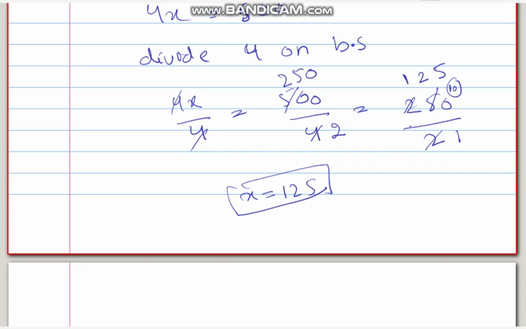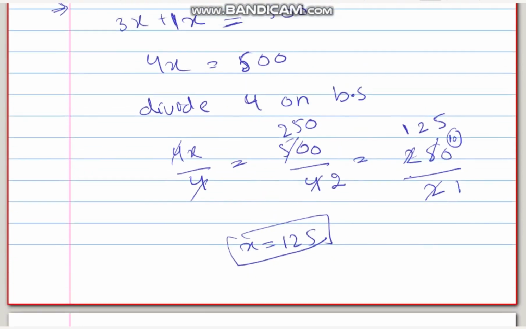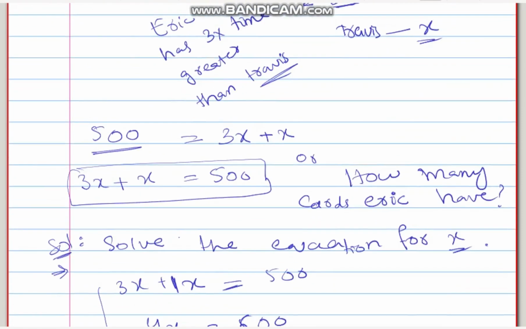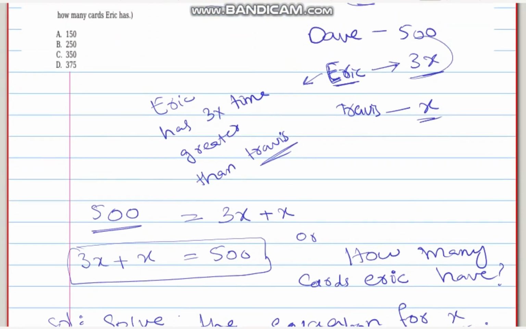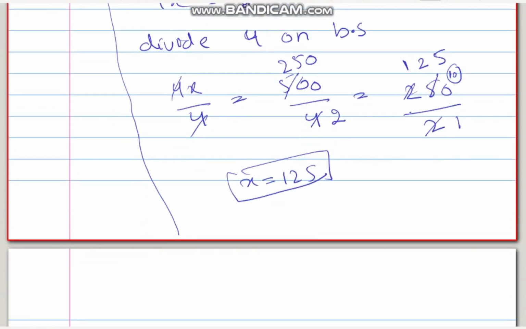x will be equal to 125, and now this is not the answer. This is not the answer because this is x, but Eric has the number of balls which is 3x. Basically, Eric has 3x balls, so we have to multiply 3 with 125. And let me draw a line here.